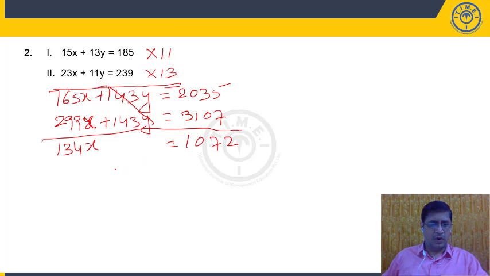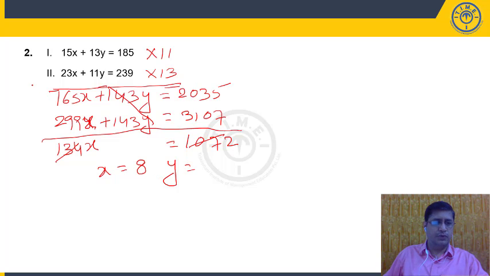1072. Now what is the value of x? Now x goes how many times in this one? 8 times. 134 goes exactly 8 times in 1072. When x is equal to 8, then find the value of y. Now you can find the value of y, just substitute x as 8 in any one of the two given equations.